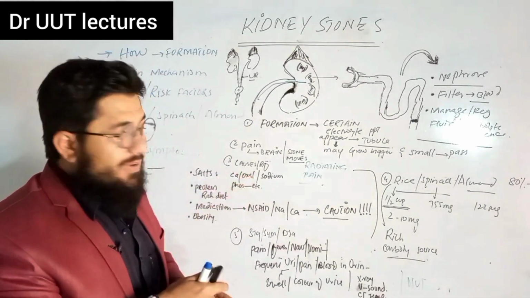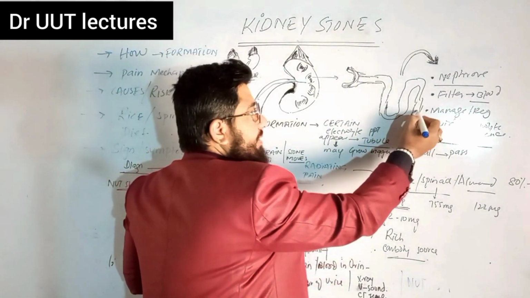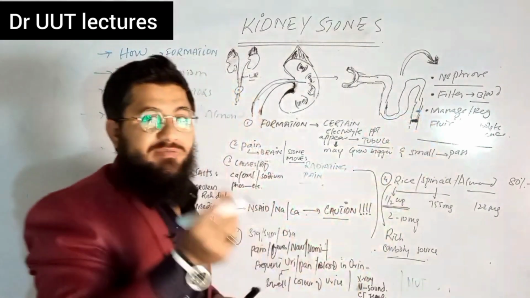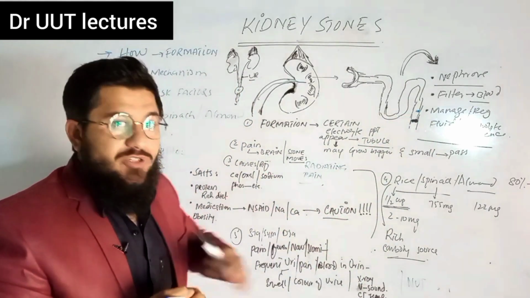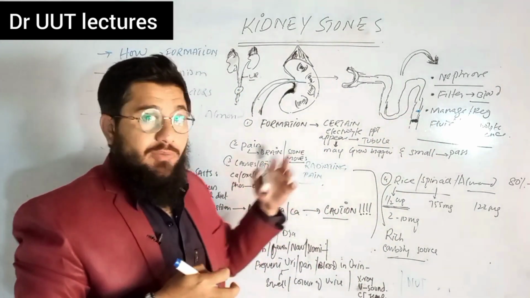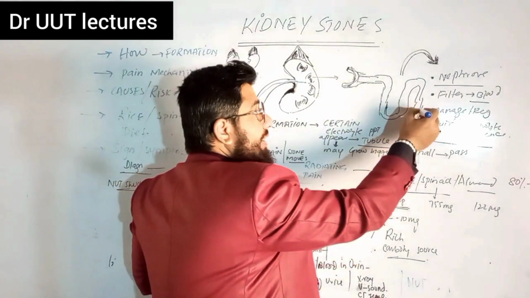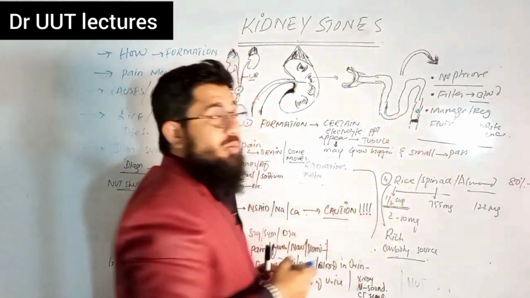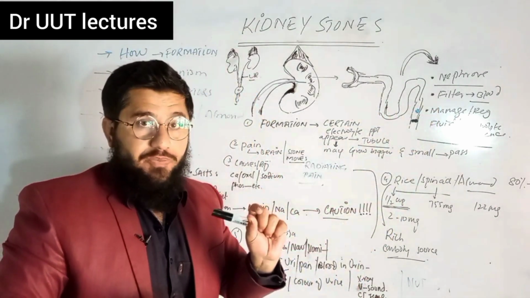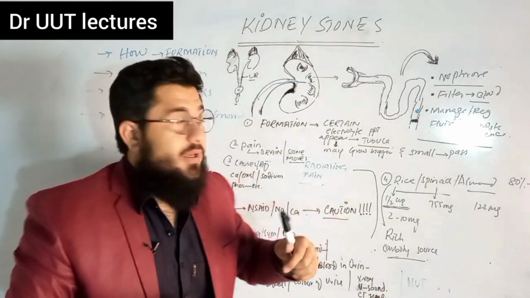So what happens in the beginning? It is only a dot here, a very small stone. So with the passage of time, when there is excess of this oxalate in the body, it will come and start accumulating here, accumulating. This accumulation will lead towards the formation of a stone, and this stone may become larger.